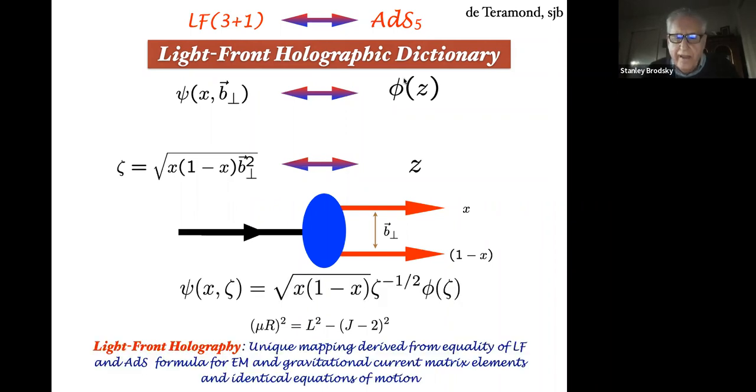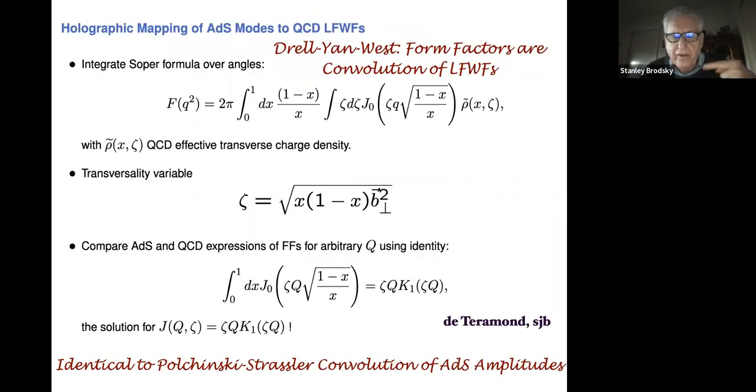And the wave functions in the fifth dimension are related to the wave functions in our world, light-front wave functions. And you have to make this identification, which we explain in our papers: mu R squared is L squared minus (J minus 2) squared. So this is a duality now between the fifth dimension and our world. How do you really know this is true?